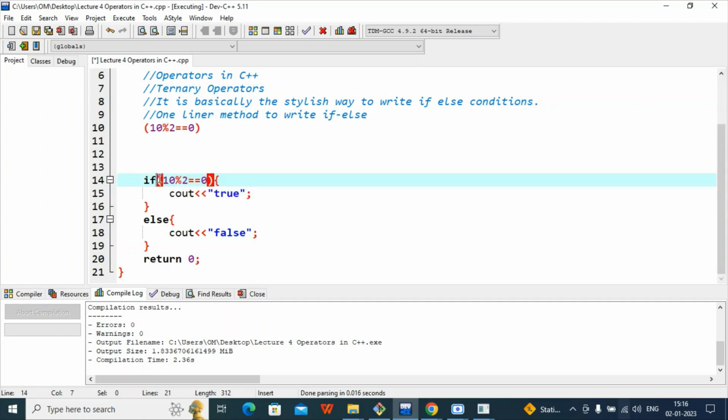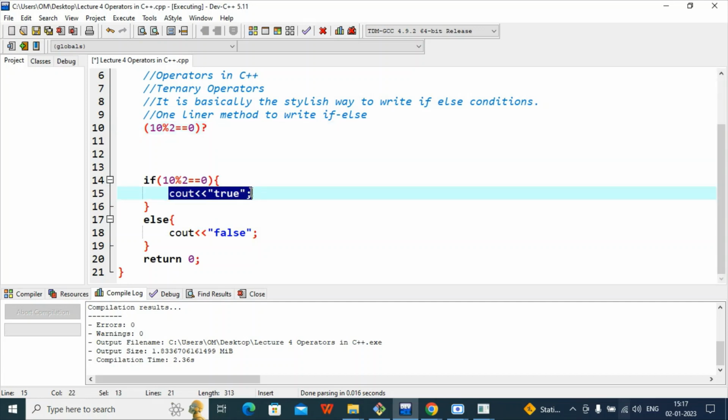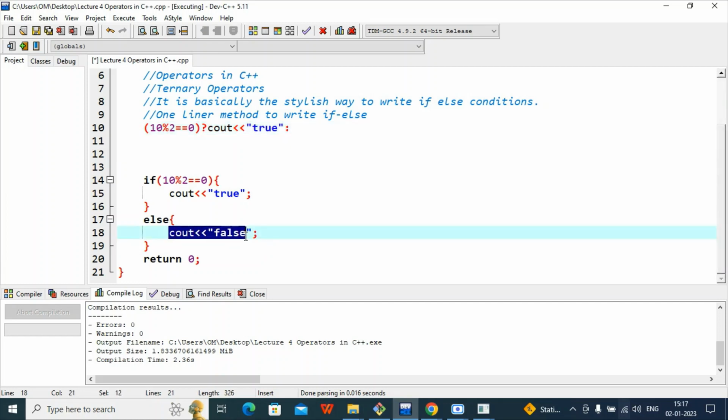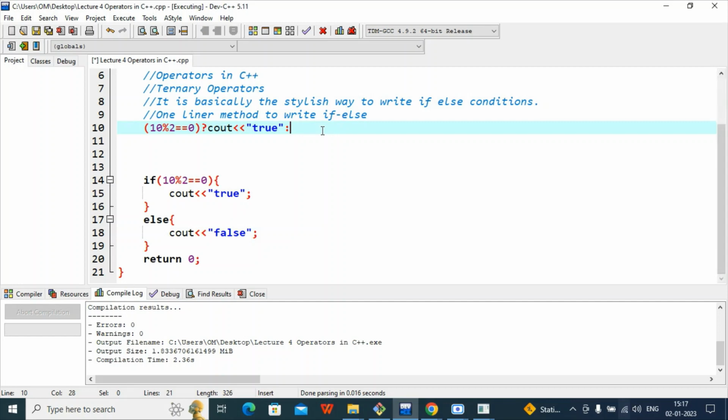Similarly, I have taken this thing, see my cursor, the bluish background one. I have taken this and pasted it here. Now you're asking a question: if 10 modulo 2 is 0. So for that, put a question mark here. And then copy this statement without the semicolon and put it here. And then use a colon, and then copy the next statement with the semicolon and put it here.